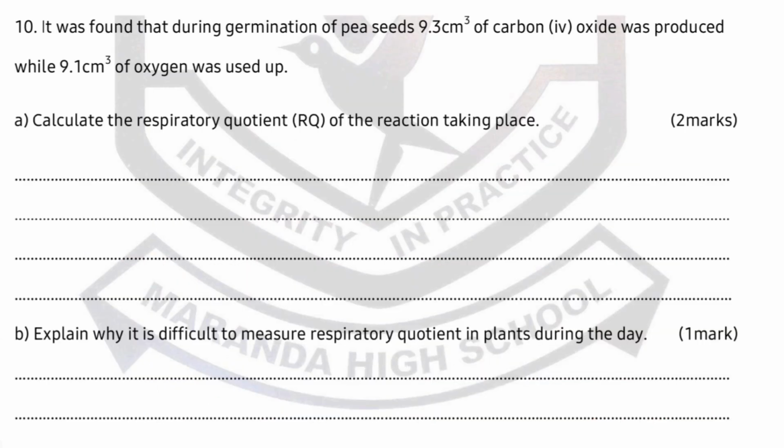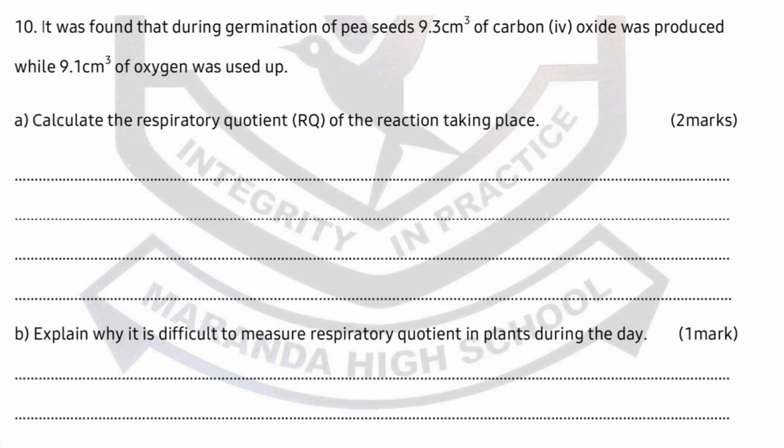Question number 10. It was found that during germination of pea seeds, 9.3 cubic centimeters of carbon IV oxide was produced, while 9.1 cubic centimeters of oxygen was used up. Part A. Calculate the respiratory quotient of the reaction taking place.